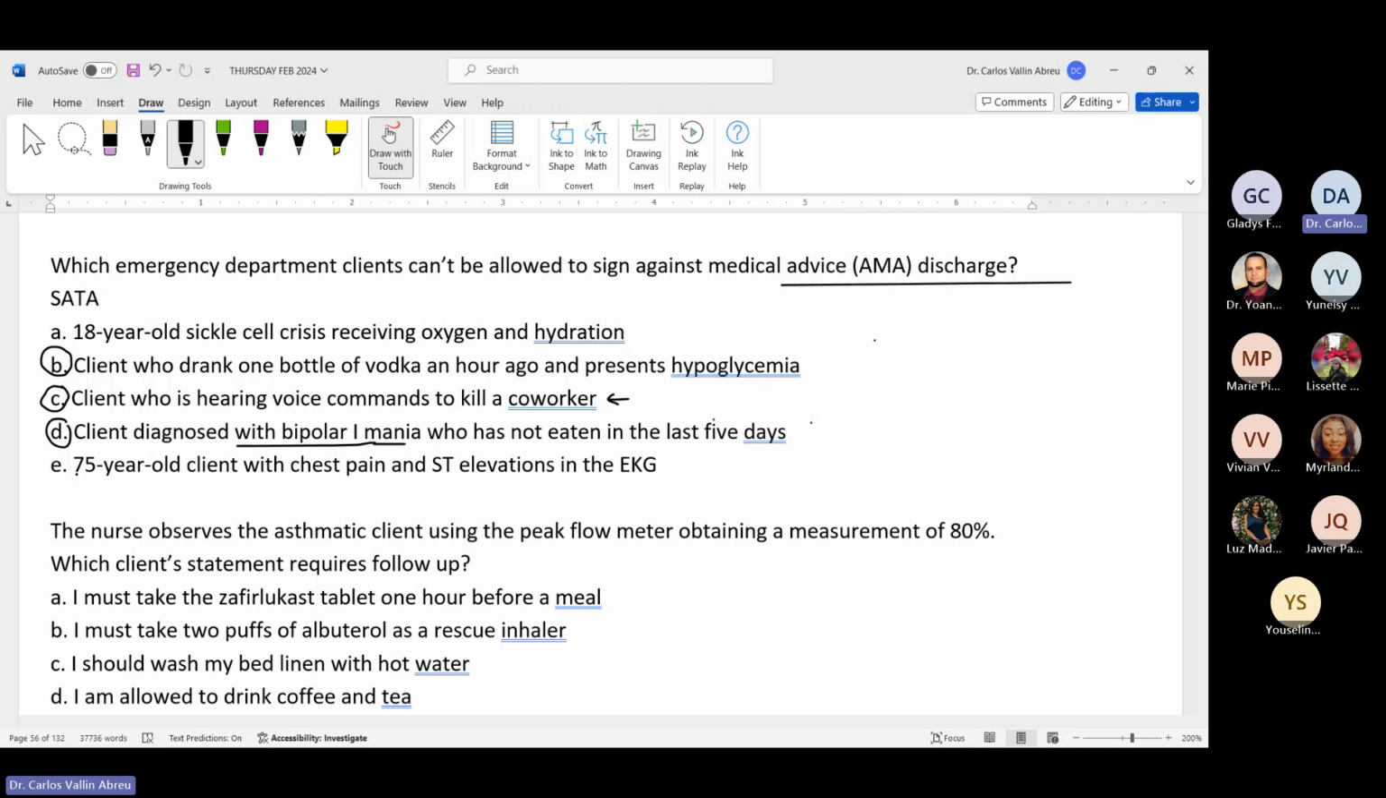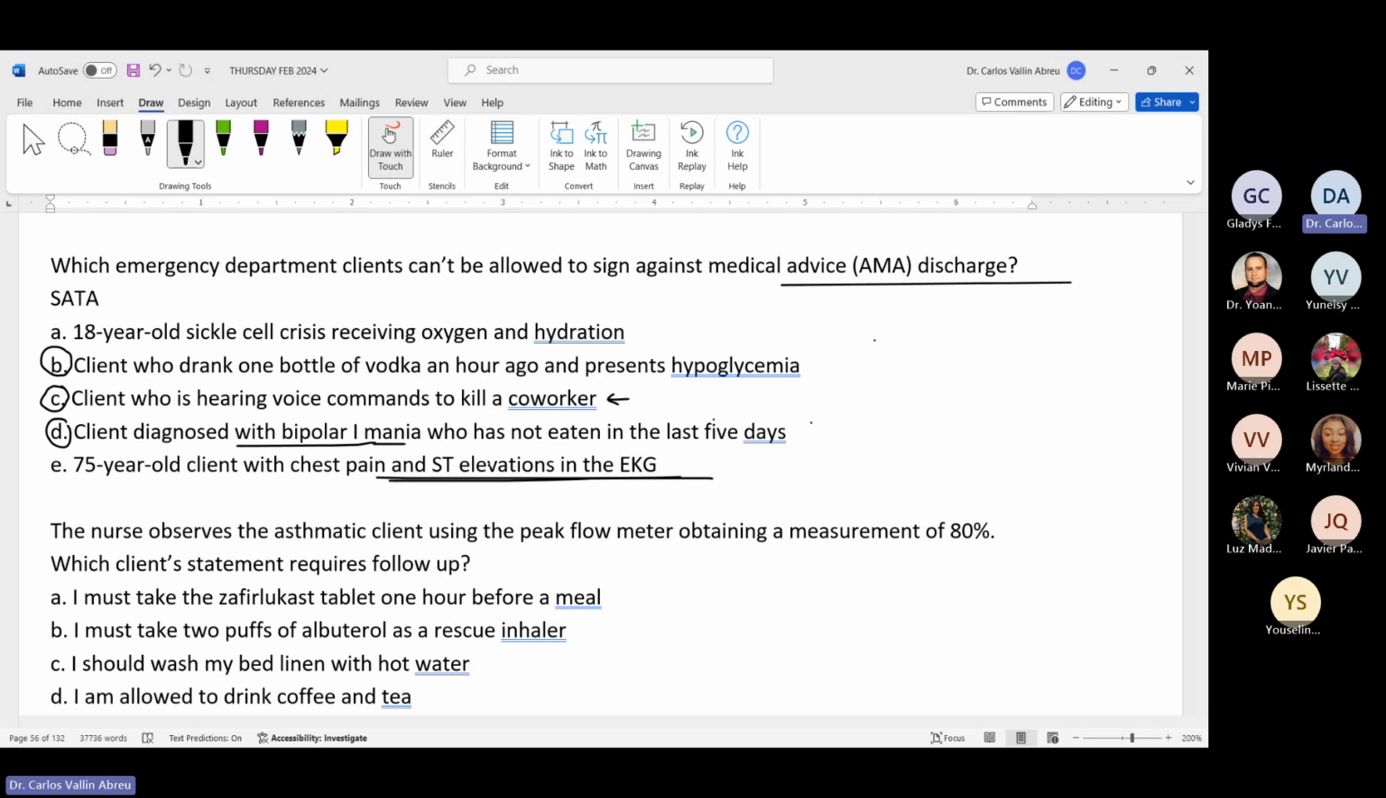And then we have a 70-year-old client, an old client, with chest pain and ST elevation in the EKG. So apparently is having a myocardial infarction. But they don't say anything here that the client is not in his mental capacity. Okay? He's 75 years old, but it doesn't mean that he's out of his mind or her mind. So this client can leave against medical advice, even having a myocardial infarction.